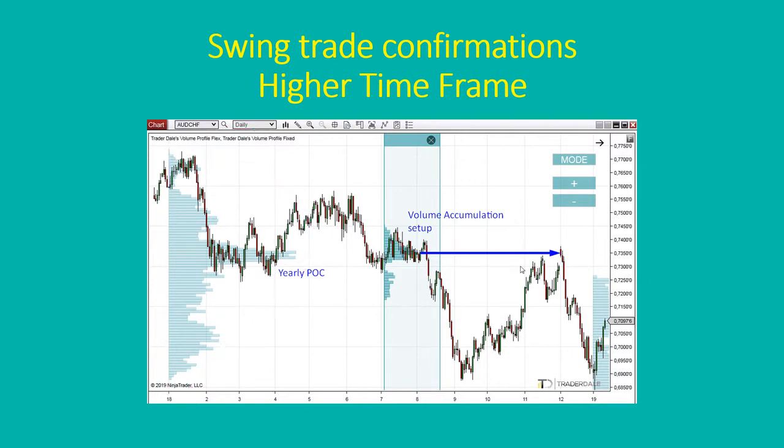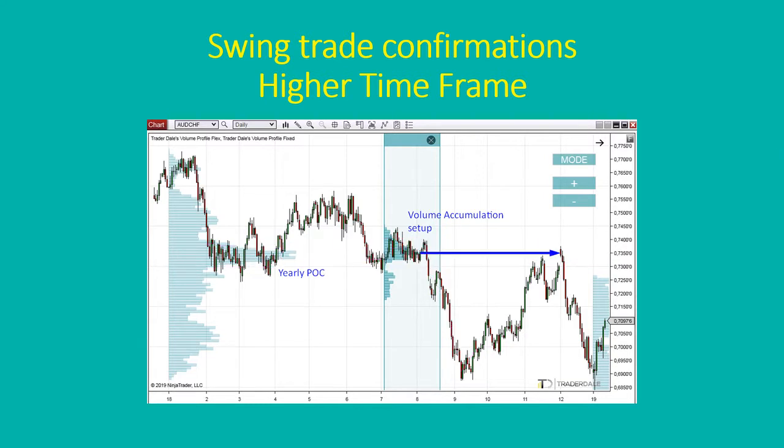And in here, there was a volume accumulation setup. Heavy volumes accumulated before strong sell-off. So this is the level to go short from, but that's not all. If you look at the yearly profile, then you notice that the yearly point of control is at this area. This is the yearly point of control. Heaviest volumes throughout the whole year got accumulated there.